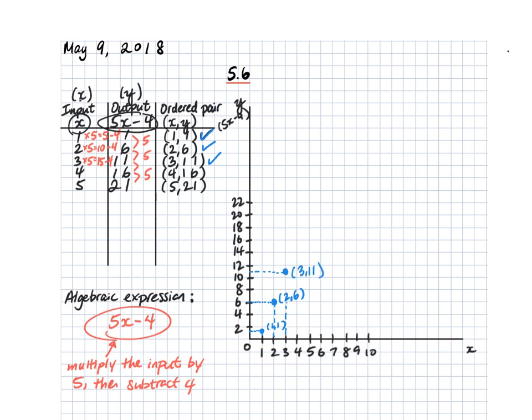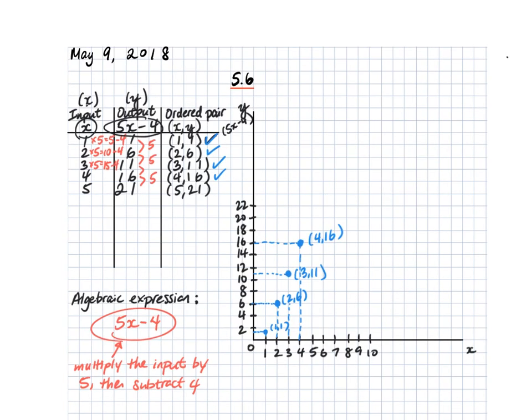3, 11, and then the next one is 4, 16. I know it's 4 on the x. I'm looking at the x first, and then 16 on the y. I'm going to mark it here, so that's going to be 4, 16. And then finally, the last one is going to be 5, 21. I'm going to look for 5 on the x, and then I know 21 is going to be between 20 and 22, about here. So that's going to be 5, 21.